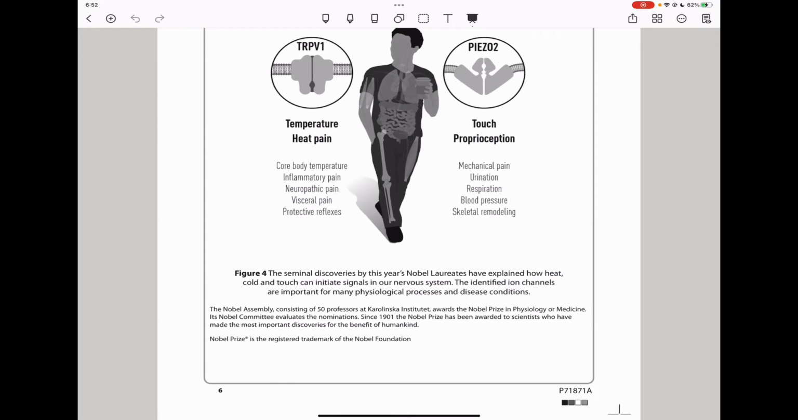So here they say figure 4, the seminal discovery by this year's Nobel laureates has explained how heat, cold, and touch can initiate signals in our nervous system. The identified ion channels are important for many physiological processes and disease conditions.